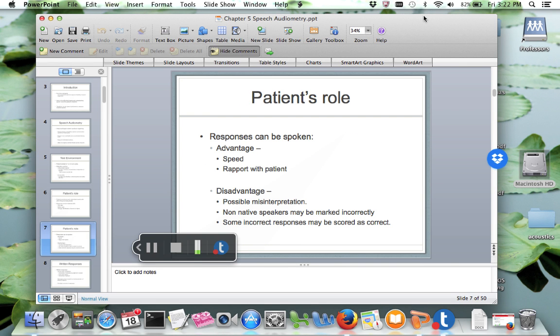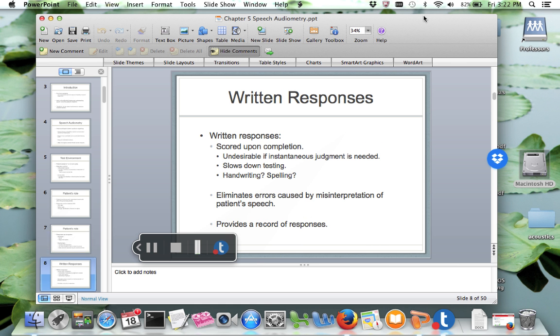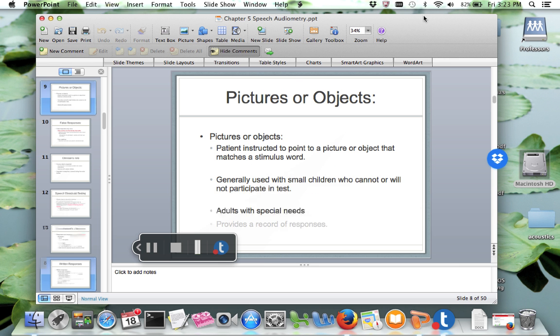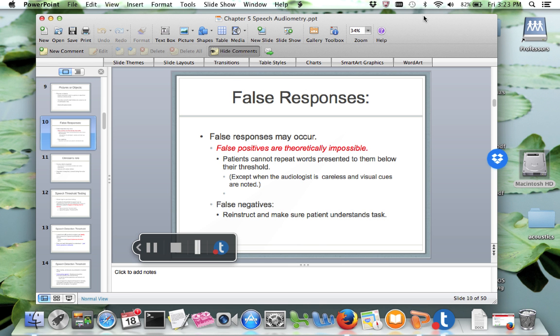With spoken language, again, it's the fastest. You can develop a rapport with the patient, but you have to worry about incorrectly marking your patient wrong for a word that they pronounced in a way that you weren't expecting. There's also written responses, but again, this really slows things down. Picture responses are great for children or for adults that don't have the ability to speak the responses.